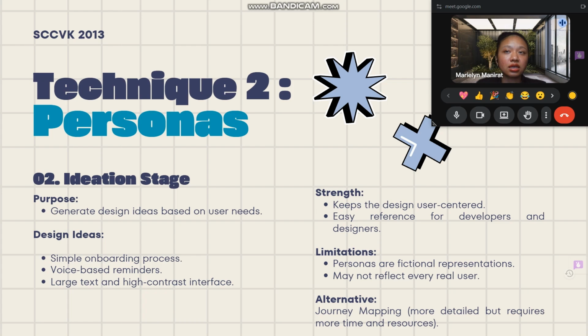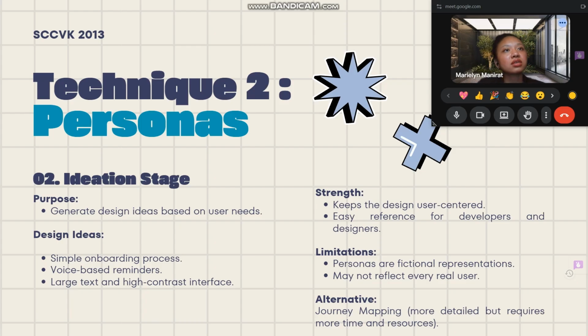For the ideation stage in personas, we have the purpose, design ideas, strength, limitations, and the alternative. During the ideation stage, personas help generate design ideas that match the users' requirements. For example, the design can include simplified onboarding processes, voice reminders for users with reading difficulties, and larger text or high contrast interfaces for visually impaired users, like Joseph earlier.